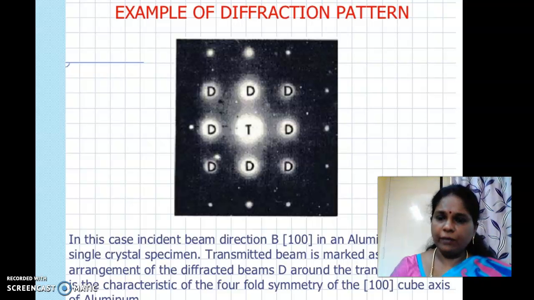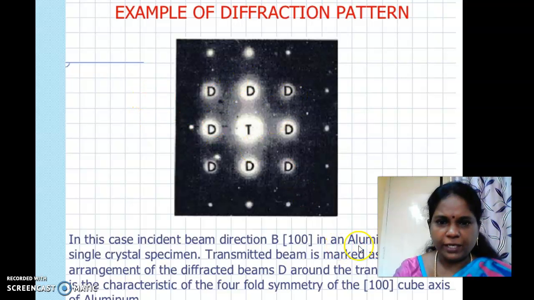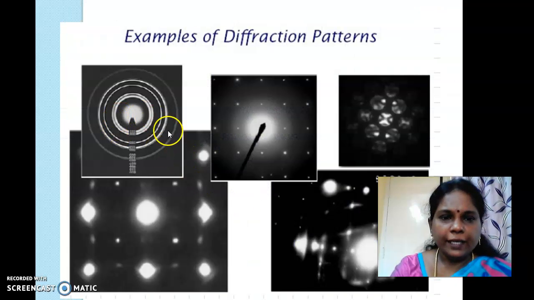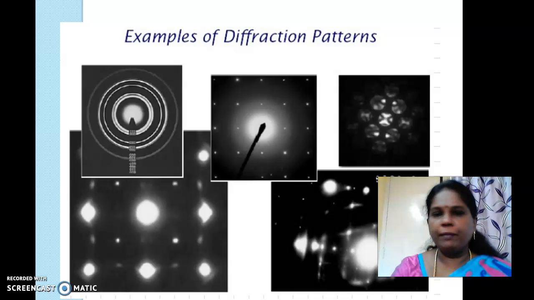The incident electron gets diffracted by the atoms in the specimen, and if it is a single crystal, for example the aluminum FCC lattice, the diffraction pattern is a pattern of spots. Then this is selected area diffraction. In this, concentric rings indicate it is a diffraction pattern produced by a polycrystalline material.